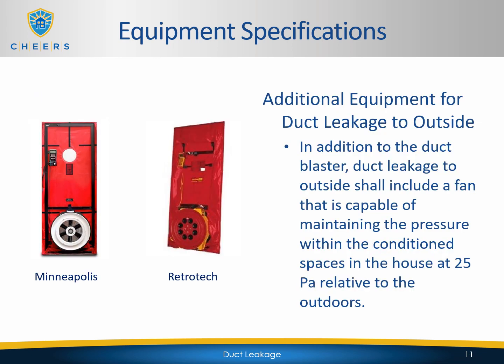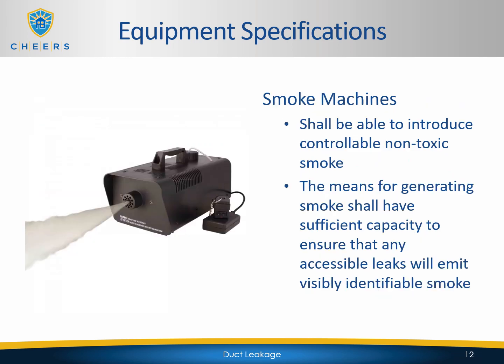If you're conducting a duct leakage to outside test, and we're going to talk about that later on in the procedures, additionally, you're going to need a blower door in addition to the duct blaster. Duct leakage to outside should include a fan that is capable of maintaining the pressure within the conditioned space in the house at 25 pascals relative to the outdoors. We're going to be talking about the blower door in much more detail in future presentations, but just keep in mind that if you're hearing duct leakage to outside, you'll need the blower door and a duct blaster to conduct it.